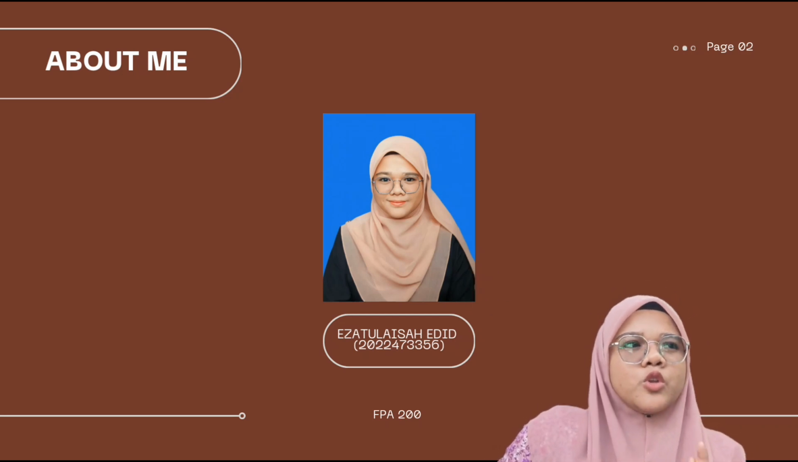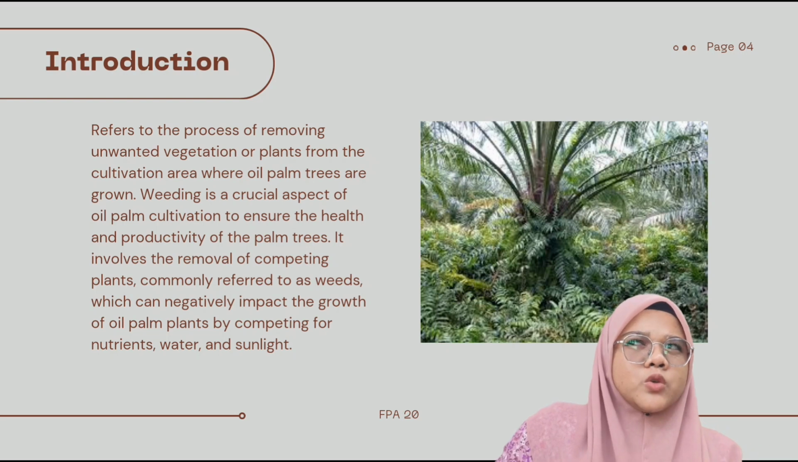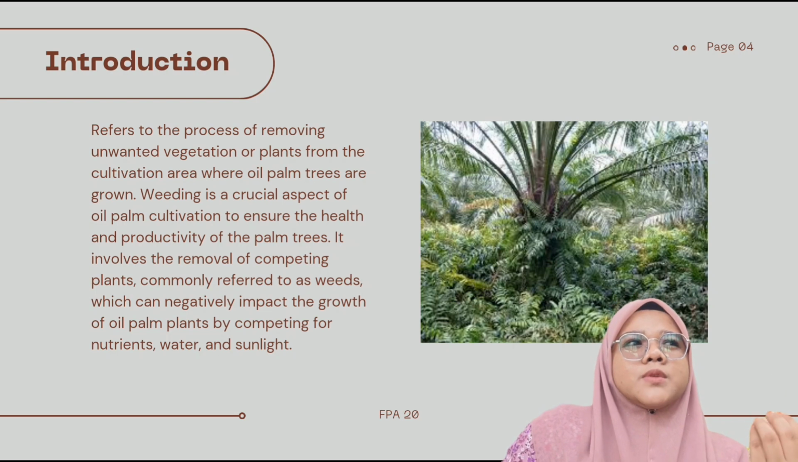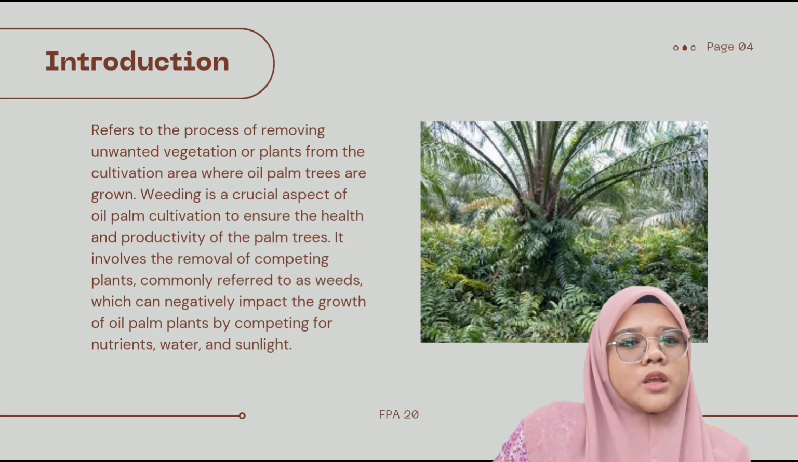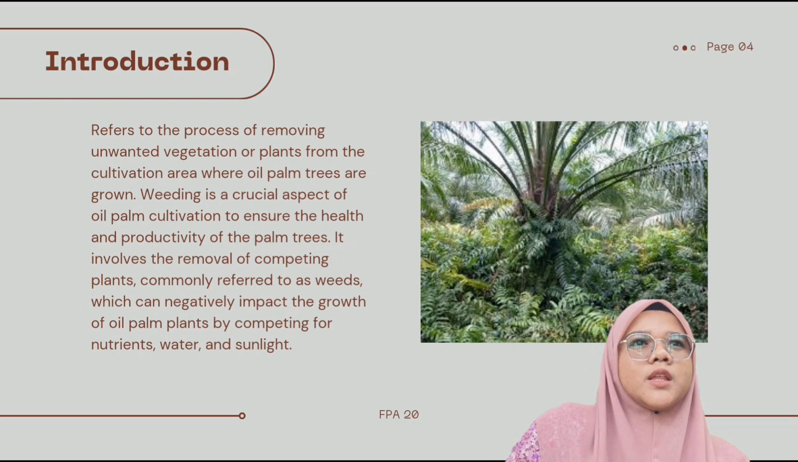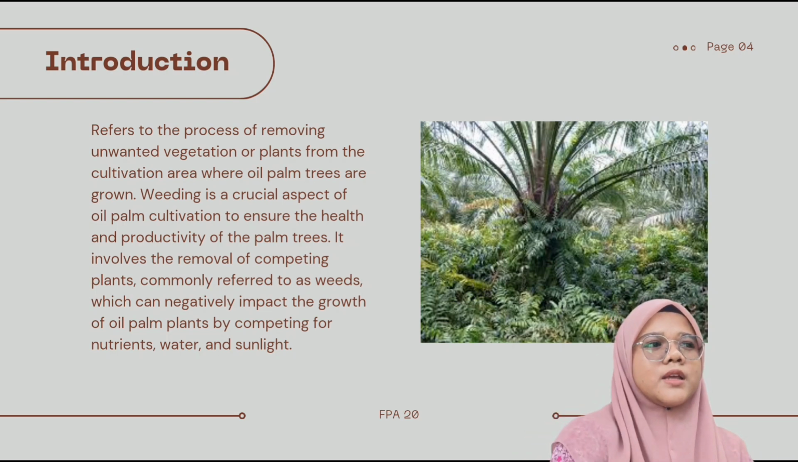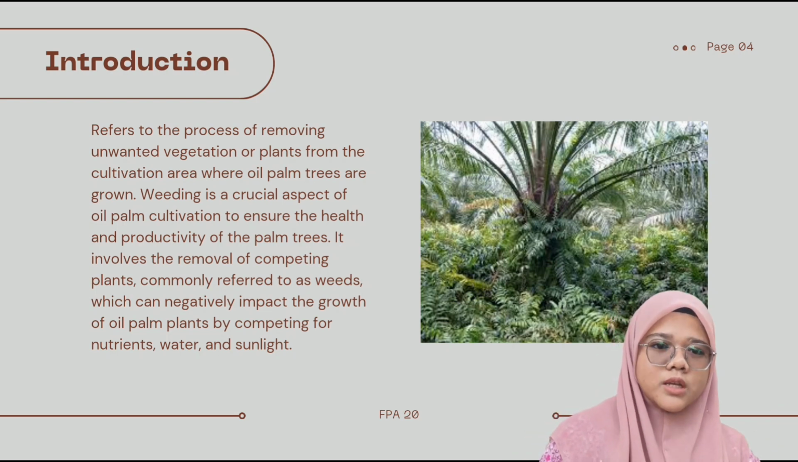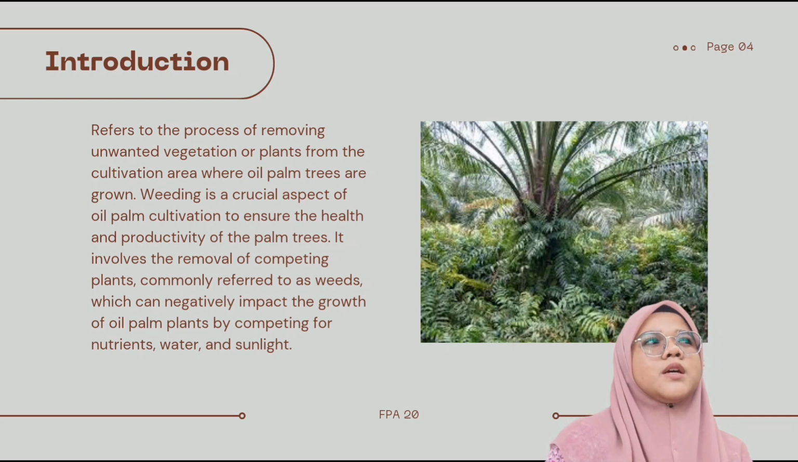Before we start, I would like to talk about the meaning of weeding. Weeding is the process of removing unwanted vegetation or plants near the oil palm trees or the cultivation area of oil palm, because we also know that if there are other plants or vegetation that need resources like water, nutrients, and sunlight, the oil palm trees cannot get enough resources in order for them to grow.